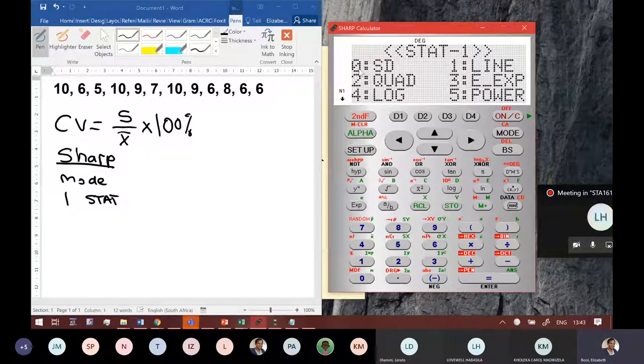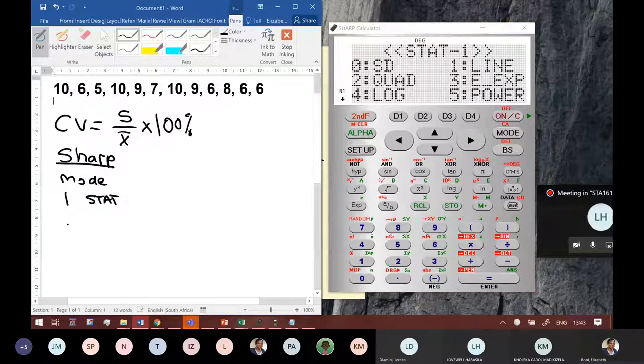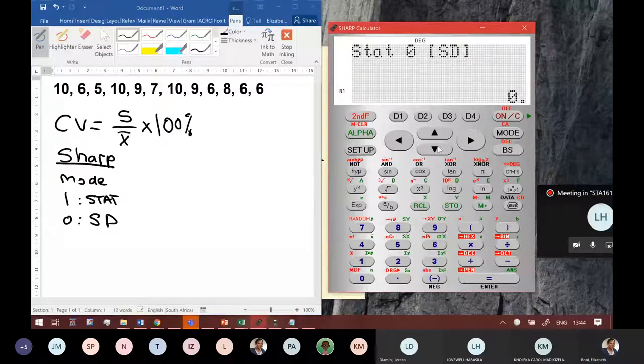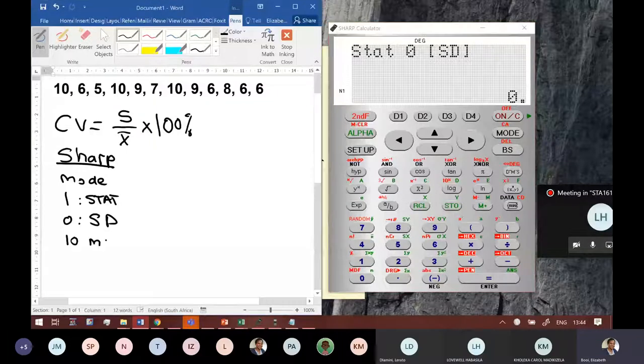And then you go back and press 0 for SD, for the descriptive statistics. And we are ready to capture the data. Now, to capture this data, so here is the sharp, right. So you will say 10, and you will press the M plus.